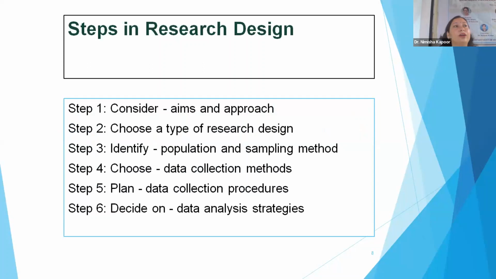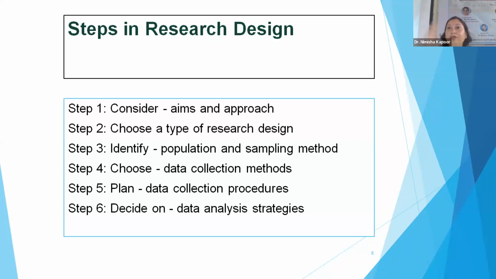So there are six basic steps in research design, and these steps detail the plan that we have. Step one is to consider the aims and approach of the research that you're planning. Step two is to choose a type of research design. Ideally, one might have talked about the various types of research design, the exploratory, the descriptive, the conclusive, and the various terms. I will talk about them in the third section.